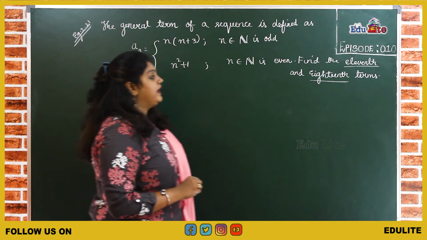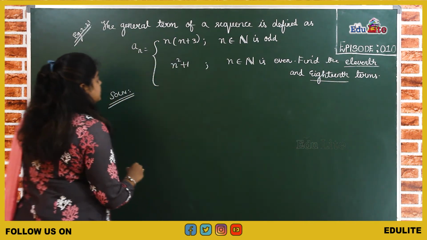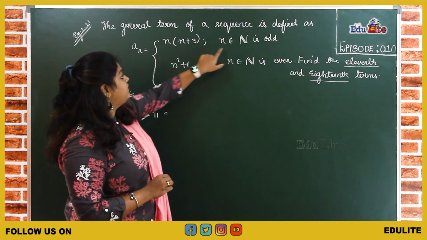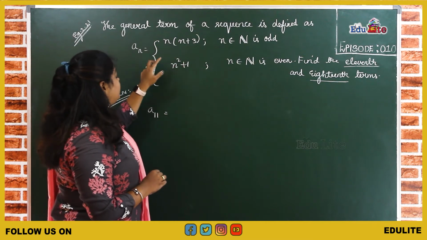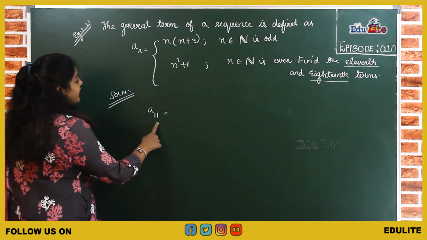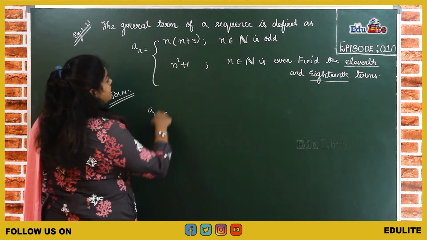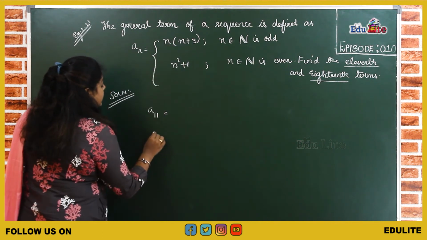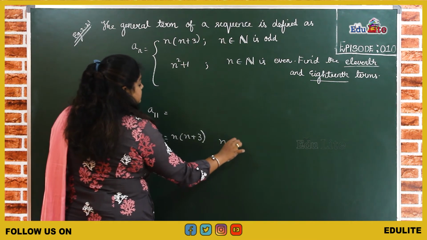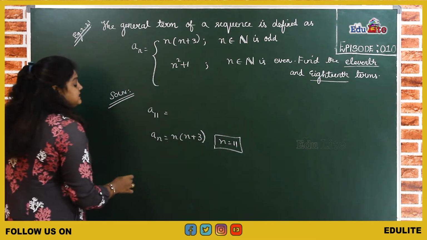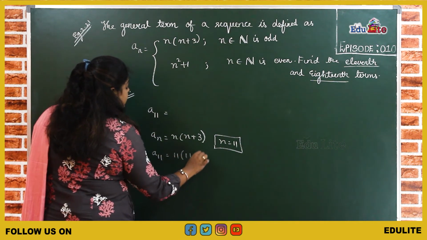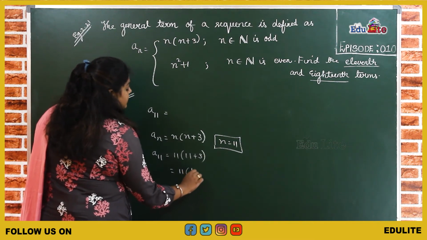Now first we are asked to find the 11th term, and how do we represent the 11th term? A11. According to the question, when n is odd we have to use this an value, and when n is even we have to use the other an value. Now for A11, n is odd, that is, 11 is an odd number, therefore we have to use the general term an equals n into n plus 3. So n equals 11, A11 equals 11 into 11 plus 3, 11 into 11 plus 3, which is 14.